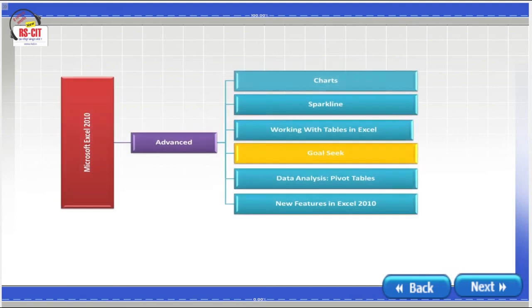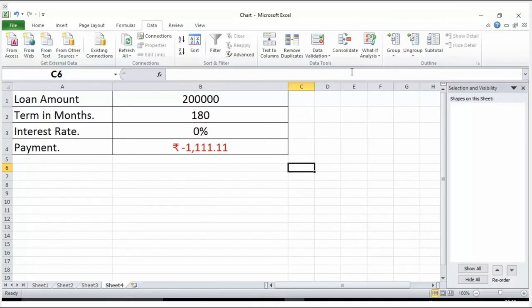What-if analysis? Goal Seek. Goal Seek is a useful what-if analysis tool available in Excel. If you know the result that you want from a formula but are not sure what input value the formula needs to get that result, you can use the Goal Seek feature.